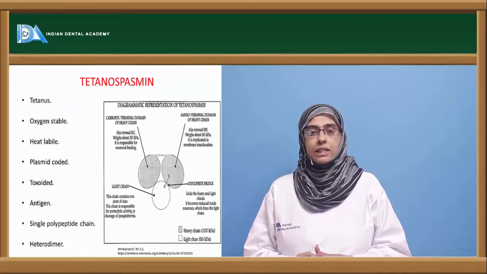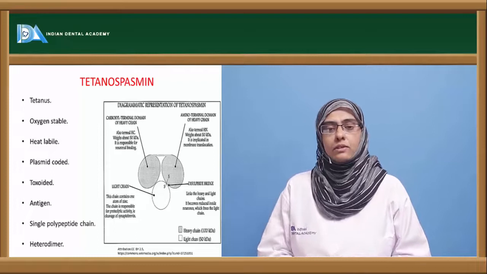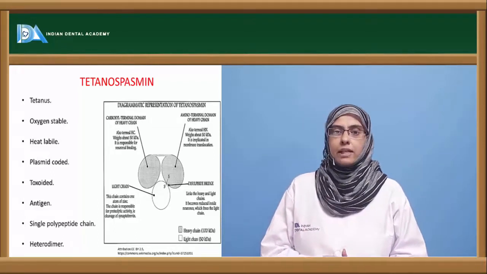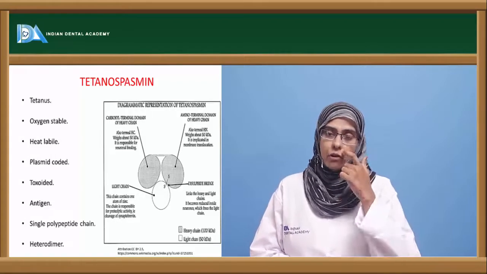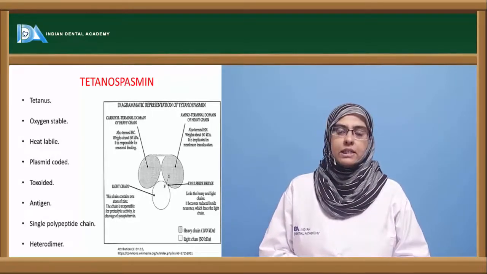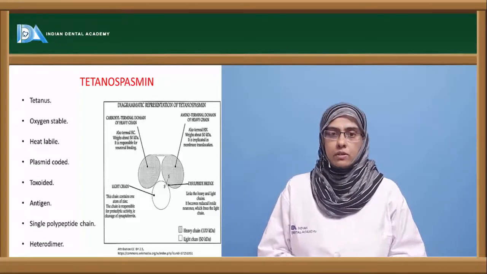And this toxin can be easily toxoided. We can convert it into a toxoid to use as a vaccine, with the help of formaldehyde. A low concentration of formaldehyde can make the toxin a toxoid that can be used in vaccines, and it acts as a good antigen to induce the immune system of the host.